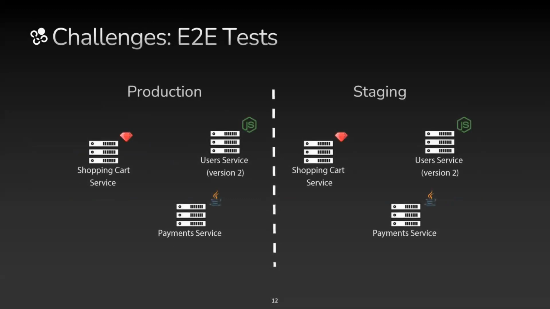The first challenge with end-to-end tests is that they are difficult to build and expensive to run. End-to-end tests try to simulate production conditions as closely as possible. In many cases, this requires duplicating the entire application in a dedicated staging environment. Not only is this expensive, but it can also be very challenging to accomplish for applications with a large number of services.